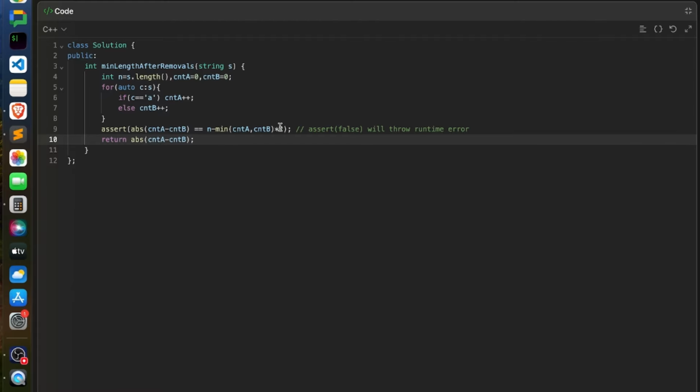It's up to you whether you return this or this, because both are exactly the same. Because we know that minimum of count A comma count B is the number of pairs we can form of A and B, and in each pair you have two characters, character A and character B, so multiplied by 2. So these many characters you can remove, so n minus this would be the leftover characters, right? And similarly count A minus count B is also the leftover characters. So yeah, that's all about the second problem. And now let's look at the third problem.